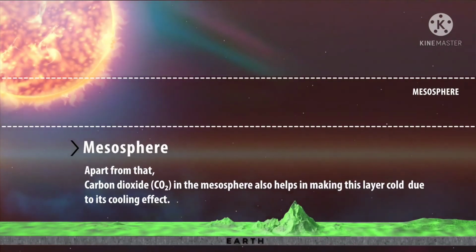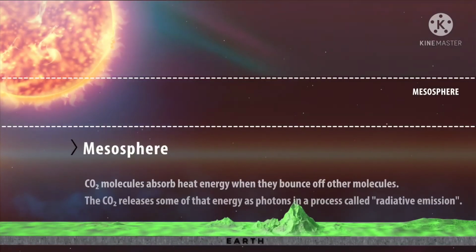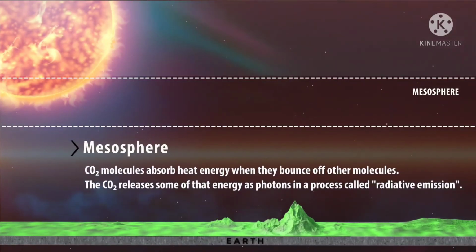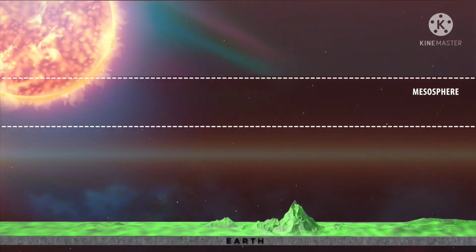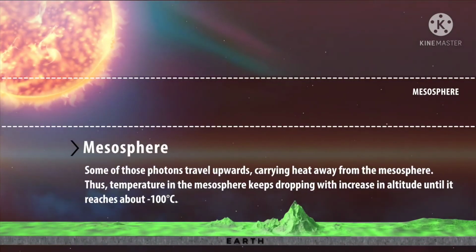Apart from that, carbon dioxide in the mesosphere also helps in making this layer cold due to its cooling effect. CO2 molecules absorb heat energy when they bounce off other molecules. The CO2 releases some of that energy as photons in a process called radiative emission. Then mesosphere.